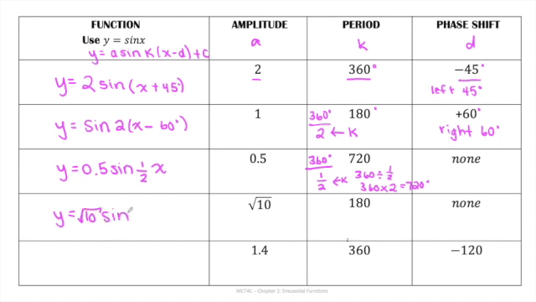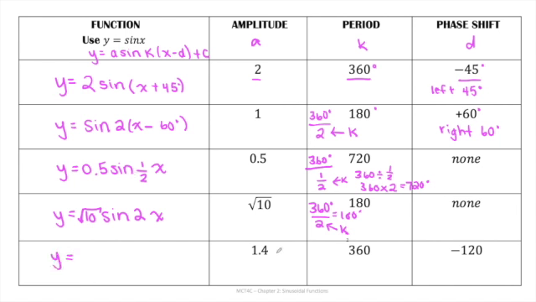Write your sine. 180 degrees would be the same as example number 2. Figure out what you divide 360 by to get 180 degrees, so your k is going to be 2. And then again, no phase shift, so you're just going to write that x there. We don't need brackets. We're not moving it left or right.